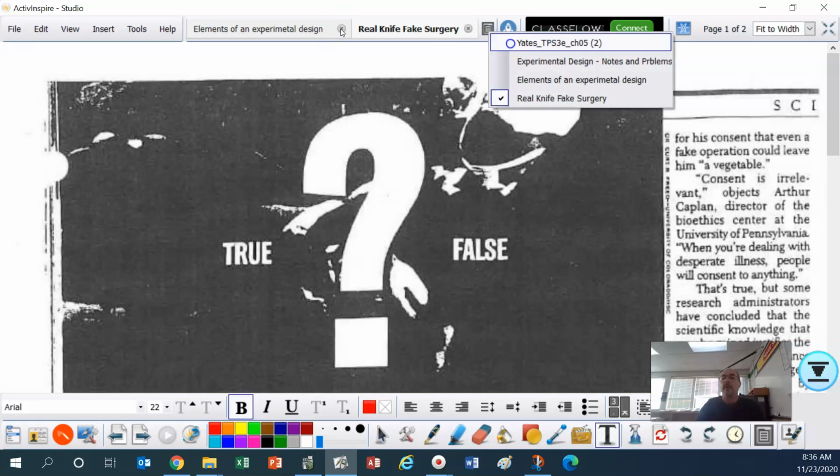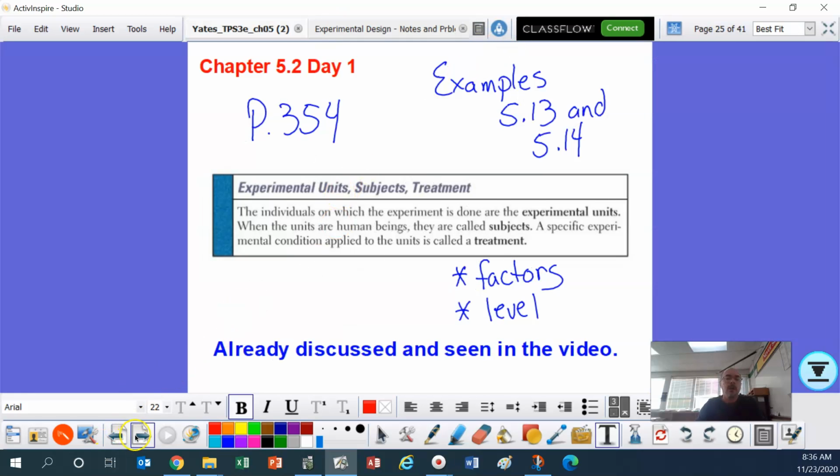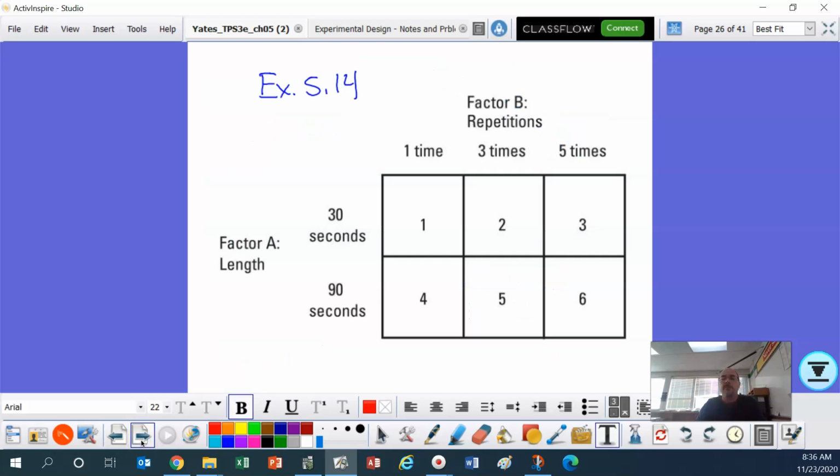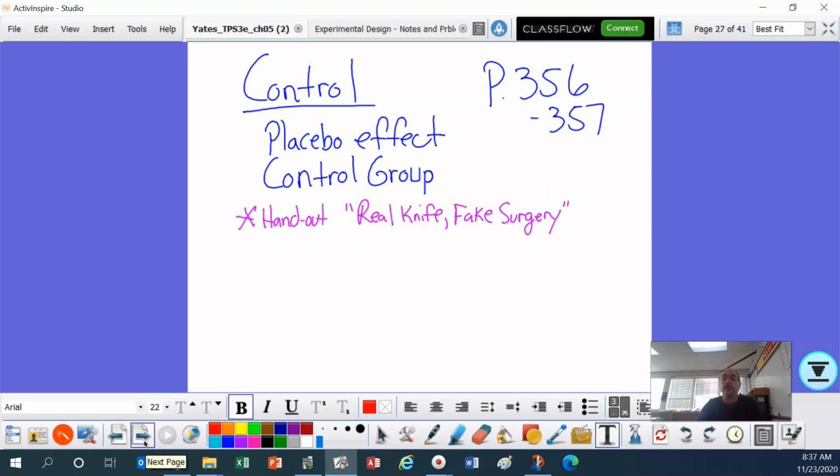All right, let's get back to this. Okay, so again, experimental units, subjects, and treatment. Okay, if you look at example 5.4, you can see we've got two factors. So look at that. I'm not going to go into details. We got 30 seconds, 90 seconds, and then we've got repetitions, 1 time, 3 times, 5 times. So look at example 5.14 so you know what's going on there.